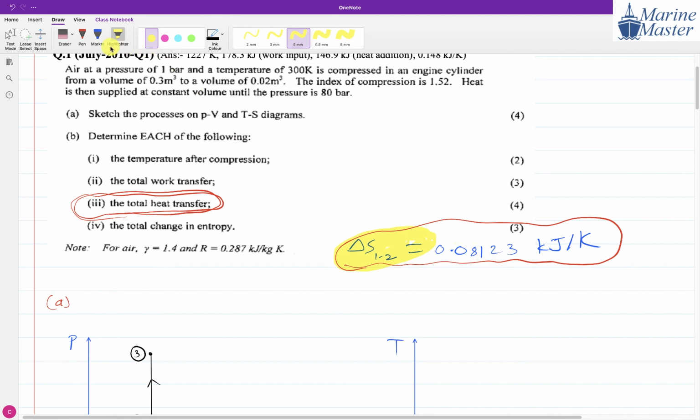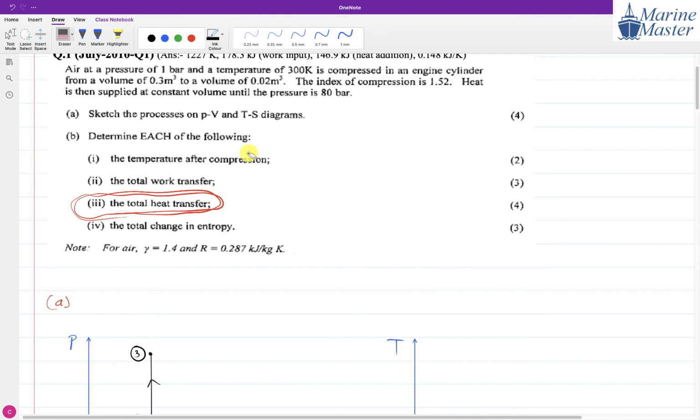Positive value means what? If you are getting change in entropy for process 1 to 2 positive, it means greater than 0, S2 minus S1 is greater than 0. It means S2 is greater than S1. Very important discussion. Let me write it down properly here. Delta S 1 to 2 is 0.08123 kilojoule per Kelvin. It is positive, which means entropy of point 2 is greater than the entropy of point 1.